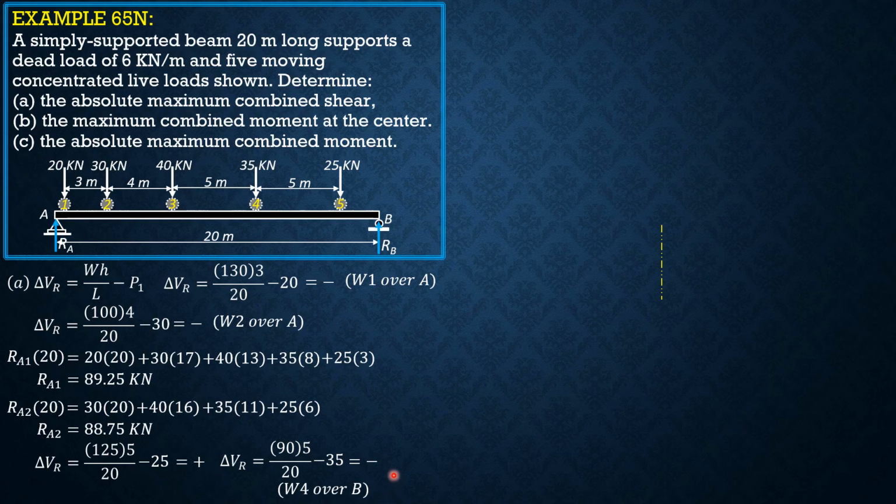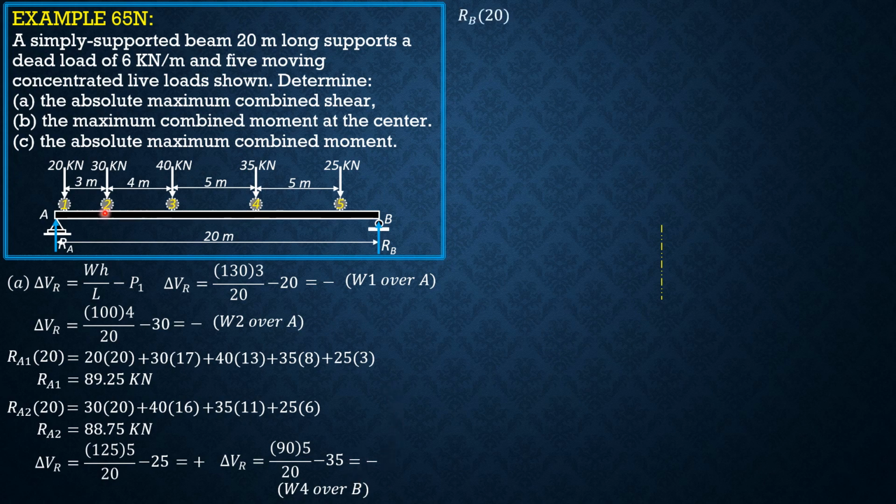So we will evaluate this just for RB because wheel 4 over B, this is great comparatively, but this gives maximum perhaps because the 40 kilonewton, 30 and 20 will still be on the span. Whereas if load 3 is over B, there will be fewer loads on the span, and definitely it will not give maximum reaction at B.